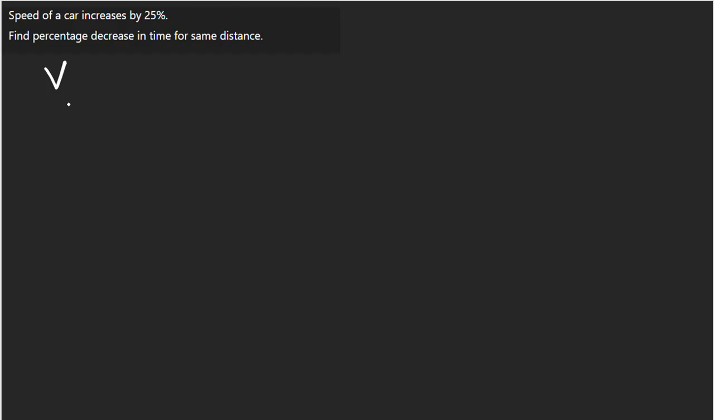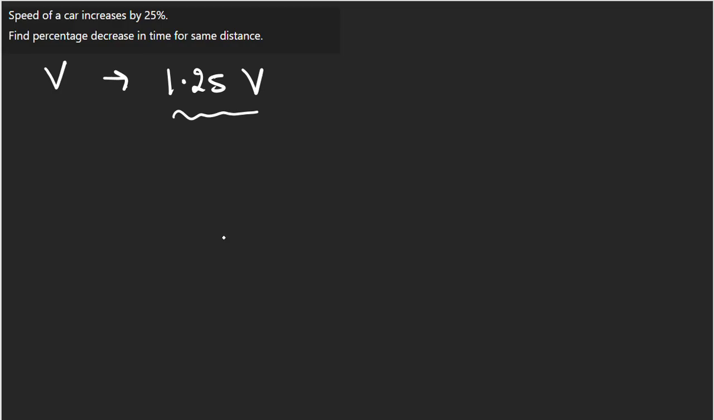So whenever speed increases by 25%, always remember new speed will become 1.25 times. If it increases by 10%, it will become 1.1, because 25% is equivalent to 0.25. So if it has increased by 25%, it means it is increased by 0.25. So it was 1, now increased by 0.25, so it will become 1.25v. So initial velocity was v, now it became 1.25v.